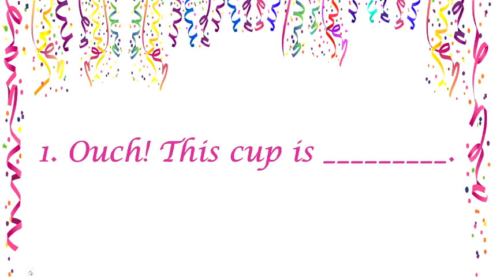Now let us see the first adjective of quality before you. Ouch, this cup is dash. Now what do you mean by ouch? It is an expression word. Now this cup is dash. Here the noun is cup and you have to provide an adjective of quality for the cup. Now it can be anything. When do you have this kind of expression? Ouch. Means when something wrong happens, right?